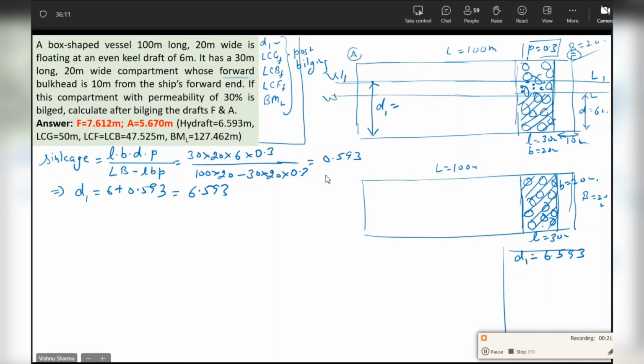Guys, what is the relationship between LCG in the intact condition and LCB in the intact condition? What is the relationship and why? LCB and LCG are equal. They are equal. Why? Because the vessel is even keel. Yes or no? Correct? Yes, sir.